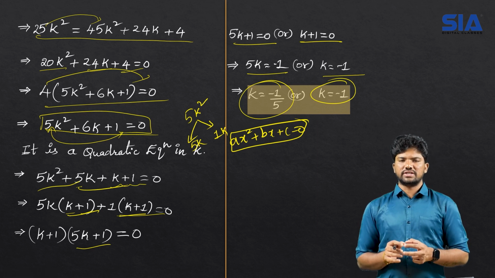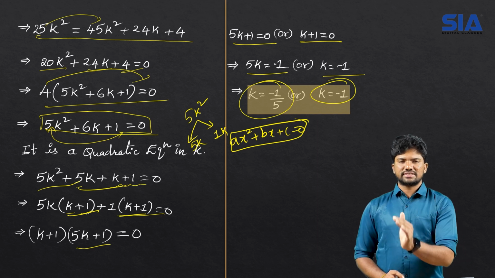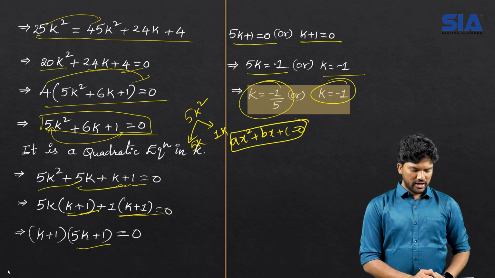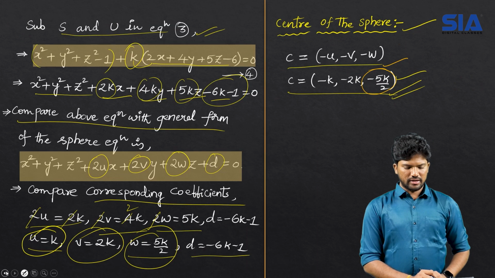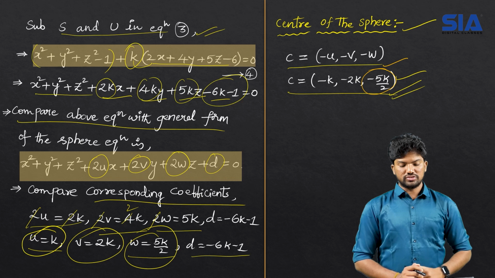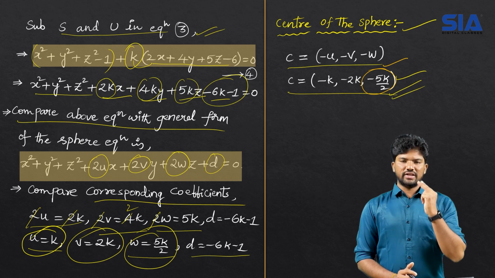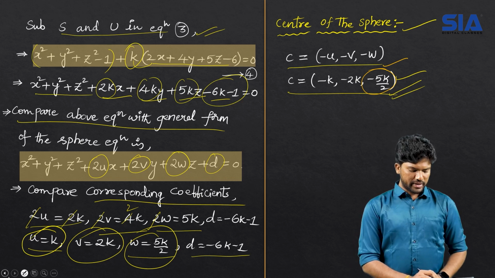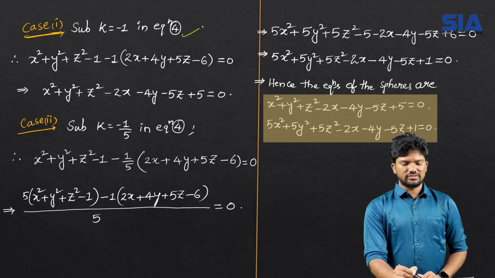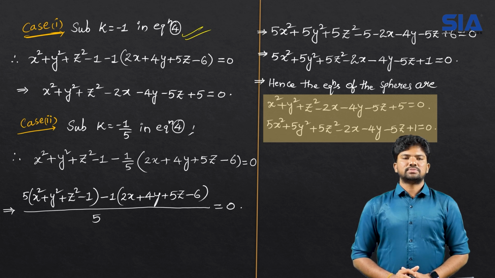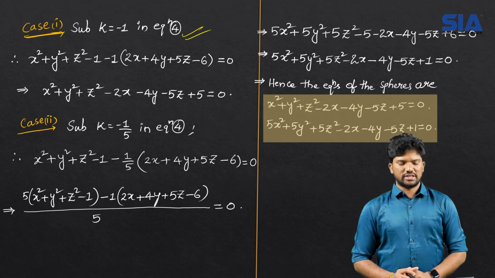So now what is our duty? So now we have to substitute this k value in equation. Okay, in what equation we have to substitute? In equation number 4, we have to substitute that k value. So then we will get two cases. So based on two cases, we will get two different sphere values. So in case 1, substitute k is equal to minus 1 in equation number 4.